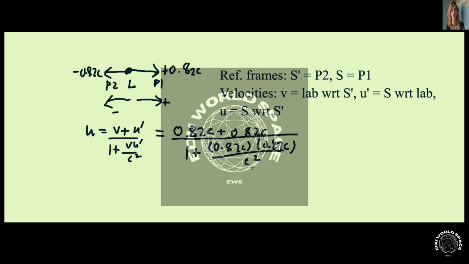And so your factors of C squared cancel here, and what you get is 1.64 C over 1.6724, which is very nearly 0.981 C, or about 98% of the speed of light. And so note again that if we had chosen different reference frames, assuming we choose the right velocities to put in this equation, you would get an equivalent answer. So that's it.